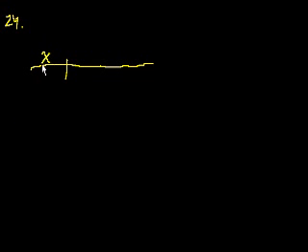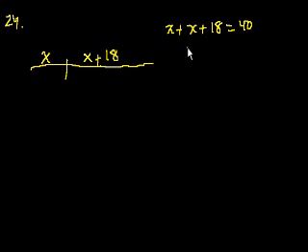So let's say this is the shorter piece, x. This is the longer piece, x plus 18. And they also tell us that both pieces combined make a 40-foot long rope. So if I add these together, it should be equal to 40. So x plus x plus 18 is equal to 40, which is 2x plus 18 equal to 40.